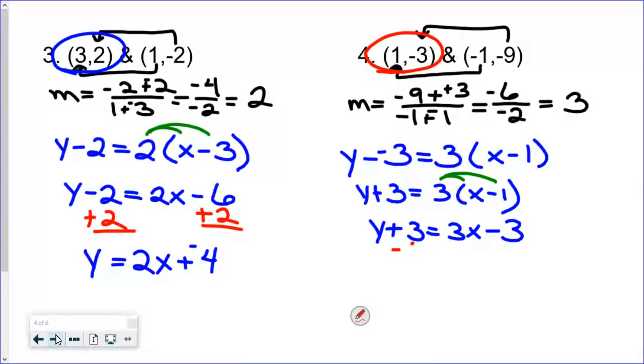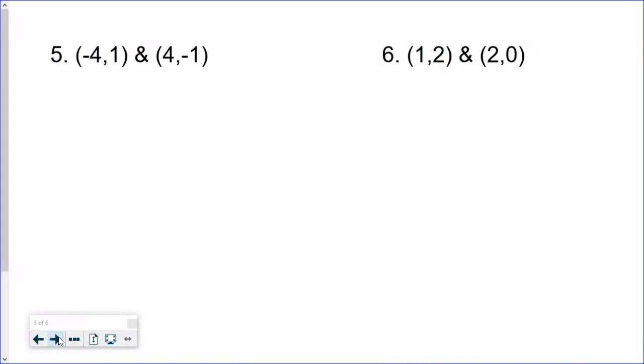So this time I'm actually going to subtract 3 from both sides. Be careful. That goes away. So we have 3x, and it's minus 6, or plus a negative 6 if you're more comfortable writing it like that. Okay, one more page.